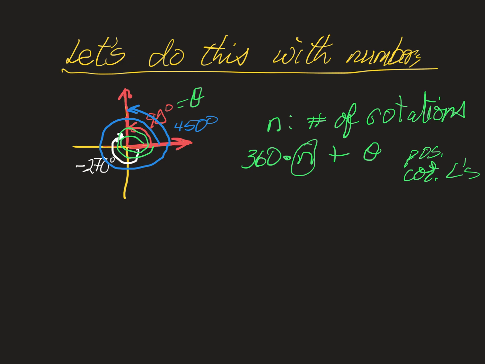Let's play this game going the other way. What if we go in the negative direction? If we're going in the negative direction, we start at 90, and essentially from the 90, we're going 360 degrees around the opposite direction. So what we do is we take negative 360 times the number of rotations in the negative direction, and then we add whatever our original angle is to it, theta. And that gives us all the possible negative coterminal angles.